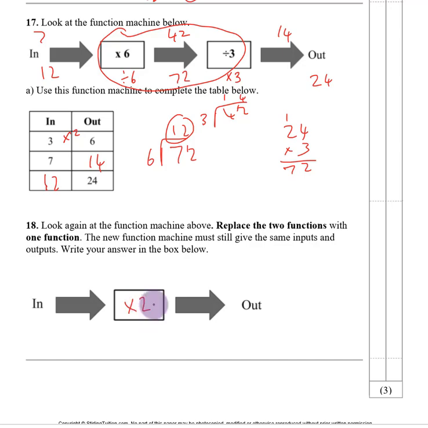So the answer here would be times by 2. And if you cancel these down, so if you have times by 6 and divide by 3, if you divide 6 by 3, what you've got is times by 2, and that's what will be left. Okay, so you can look at the numbers, or you can use these two together. So 6 divided by 3 is times by 2, and that's what you would be left with here.